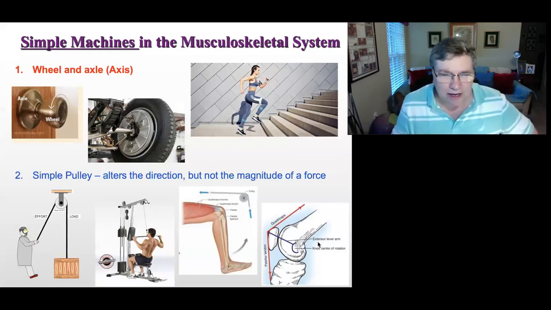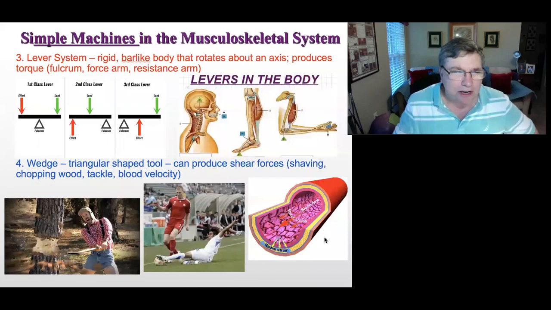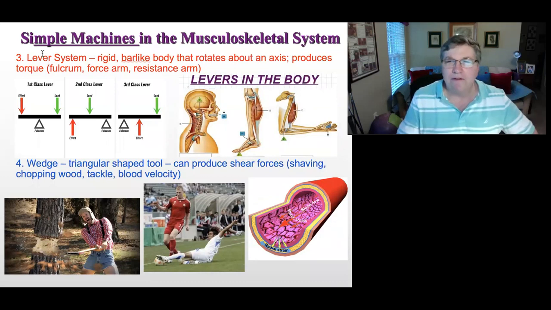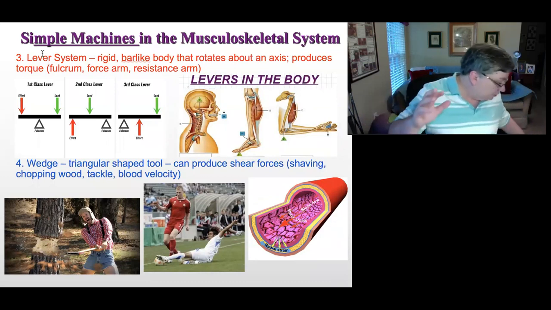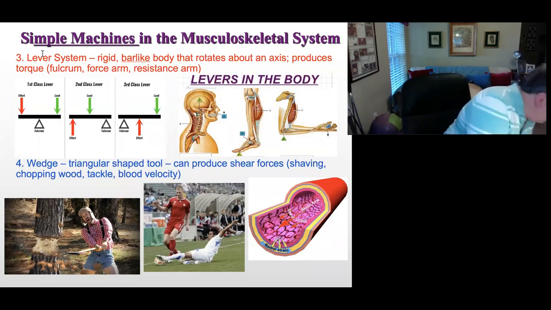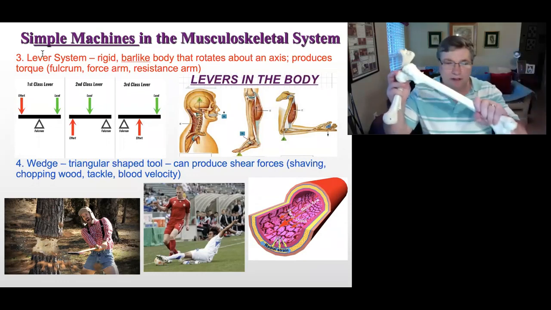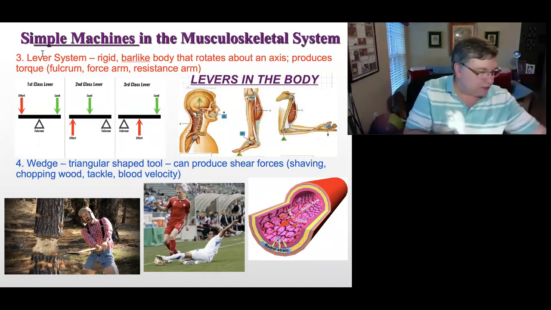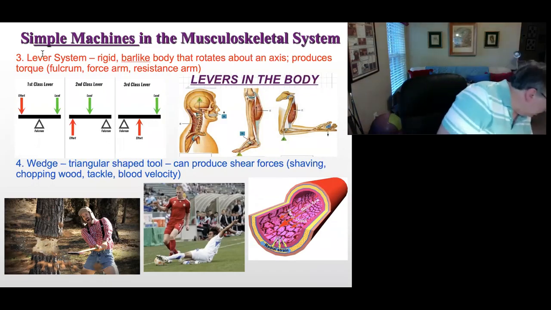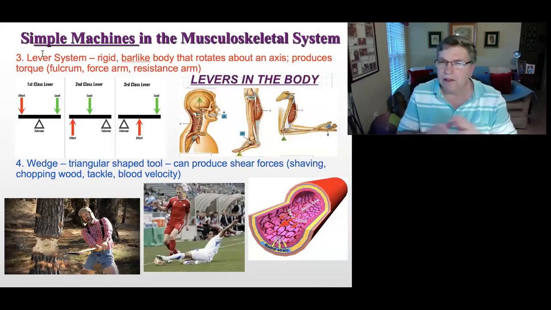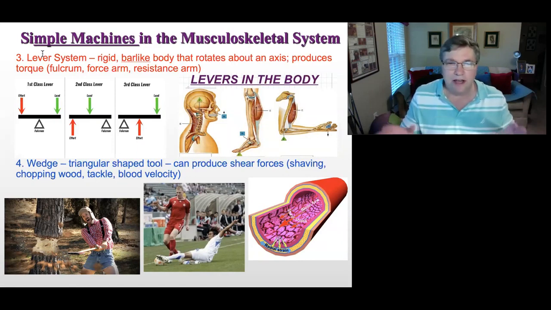So that's a simple pulley, a simple machine. Another type of simple machine is a lever system. Our body is made out of lots and lots of lever systems. So whether it's the femur or tibia or humerus, radius, and ulna, they indeed can function a lot like levers. There are three types of lever systems: first class, second class, and third class.